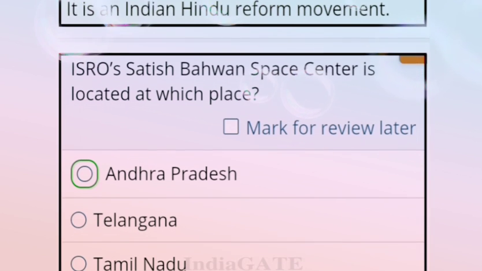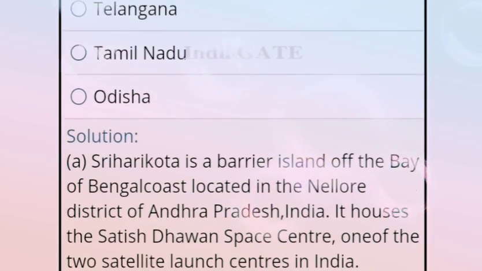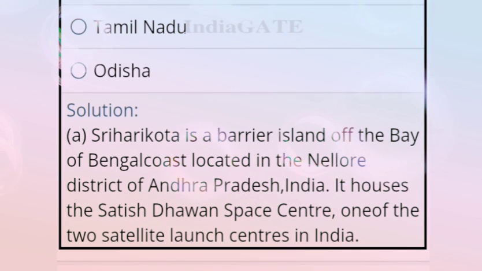Next, the ISRO Satish Dhawan Space Center is located at which place? So the correct answer is option A, Andhra Pradesh. And more information: Sriharikota is a barrier island on the Bay of Bengal coast located in the Nellore district of Andhra Pradesh, India. It houses the Satish Dhawan Space Center, one of the 2 satellite launch centers in India.